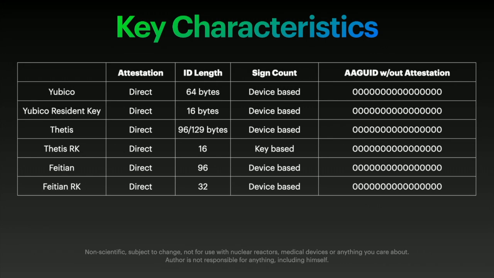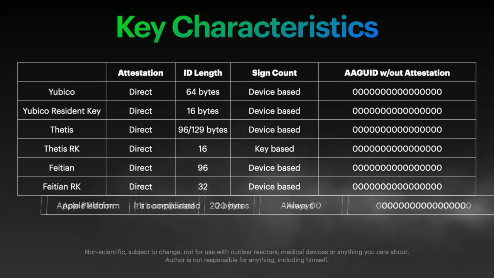Yubico, for example, is a 64-byte ID length, and that distinguishes it a little bit from Thetis and Feitian and some of the others. Some have signature counts that are based on the device, so they just have a common signature count for every key on that device. Some have a signature count that's based on the key. Some have one that has a little bit of a random jitter in it. Pretty much all of them return all zeros if you're not asking for attestation.